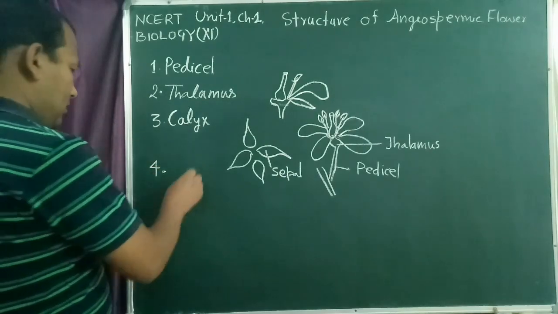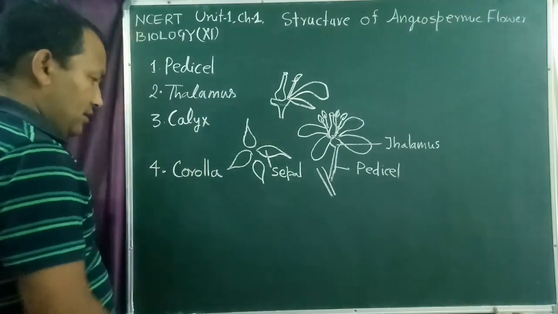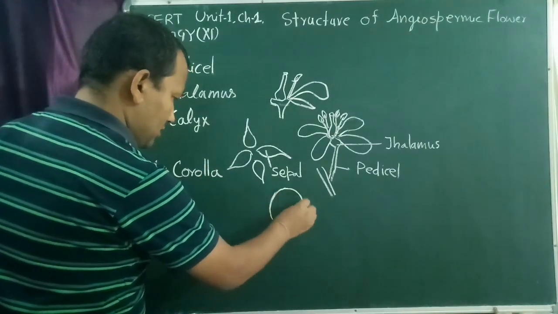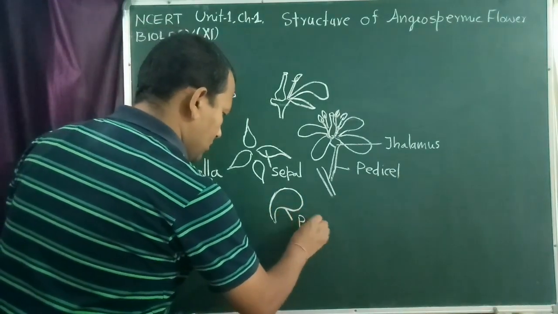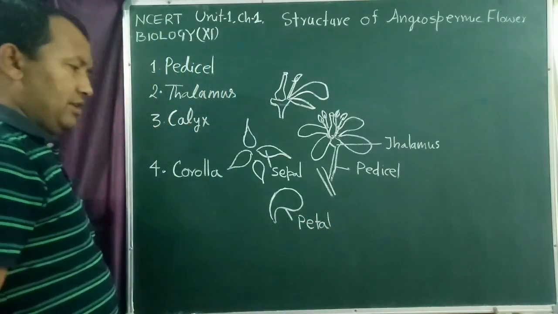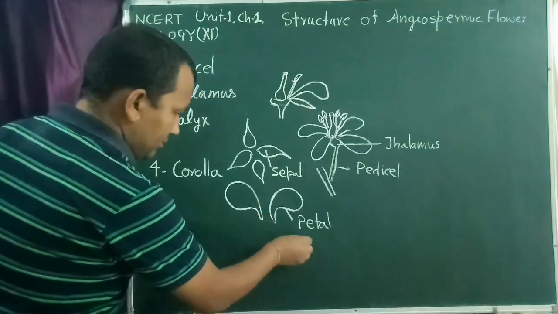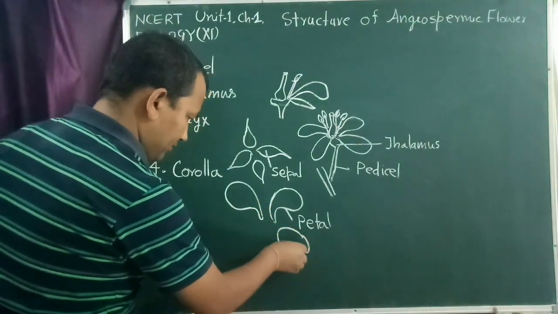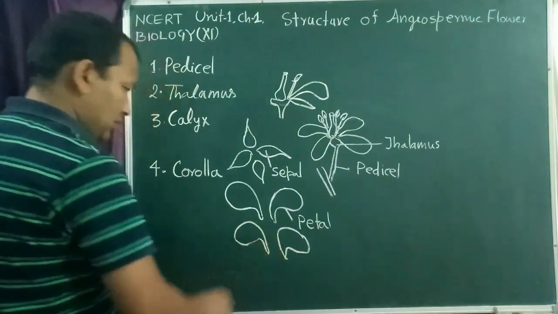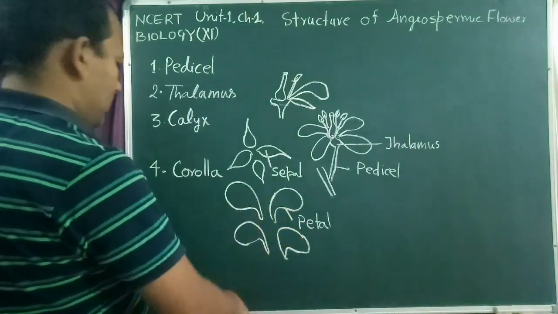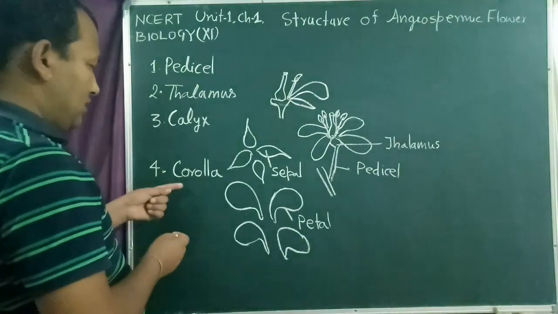Then it is followed by the fourth part, corolla. Let me draw a diagram of corolla. One unit is known as petal. I have drawn 4 petals. You can see here. So one is a petal, and all the petals collectively are known as corolla.